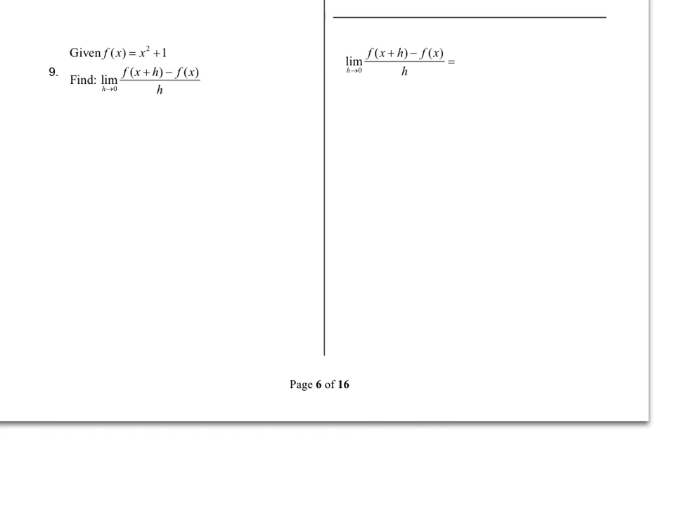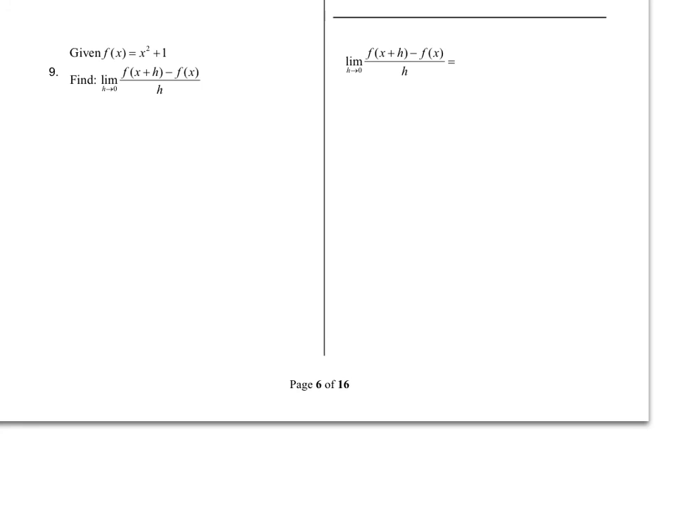Okay, we are told that f of x equals x squared plus 1, and we want to find the limit as h approaches 0 of f of x plus h minus f of x all over h. Now it looks a little bit more intimidating than it really is, so we're going to simplify things a little bit before we even deal with the limit piece itself.